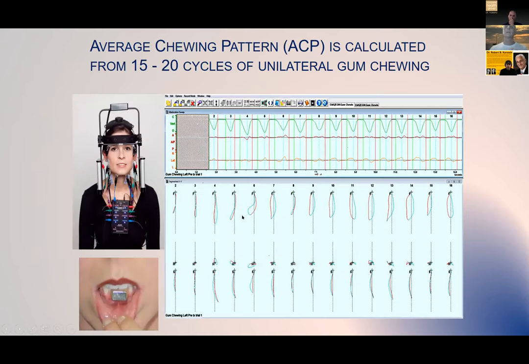But let me show you the chewing study, and then I'll show you how to adjust for time and closure, and then I'll wrap it up. So the chewing study is fascinating. A lot of you are talking about mastication. A lot of you are talking about, you know, mandibular motion.